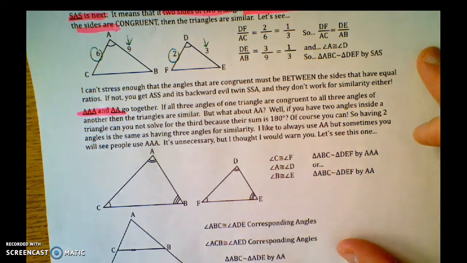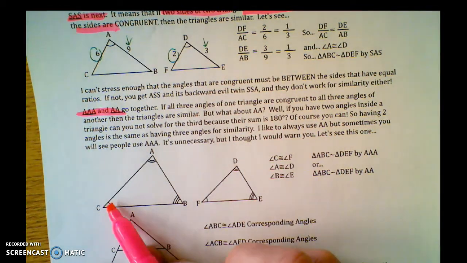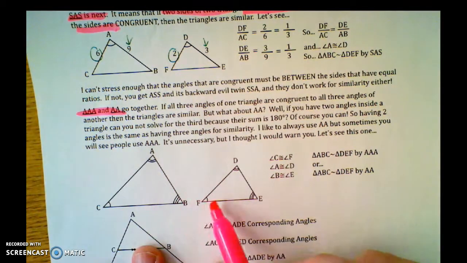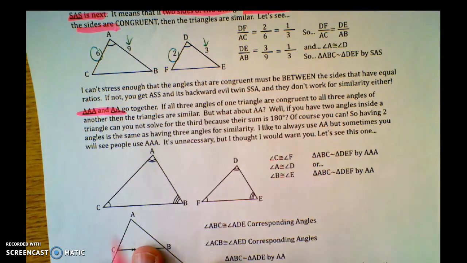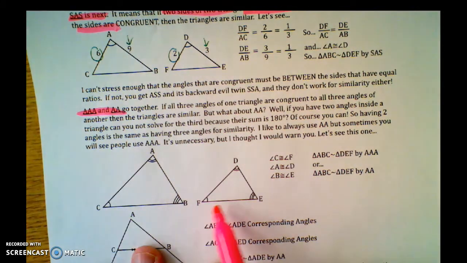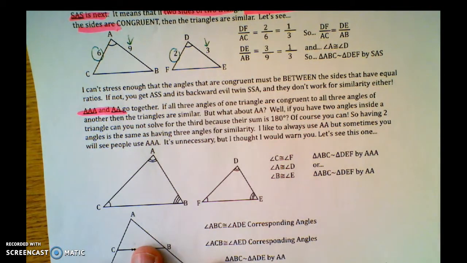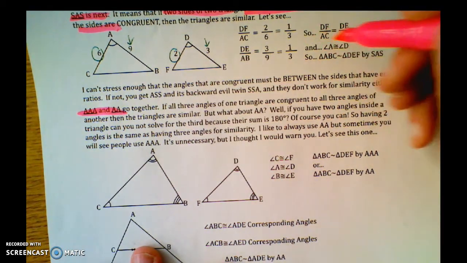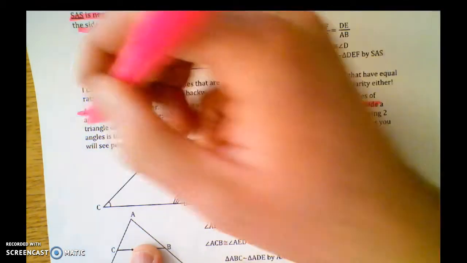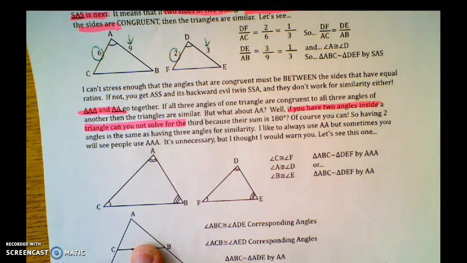So let's see this one. If you can show that two triangles have the same angle measurements for two of their angles, then by definition those triangles are similar. So again, looking for the markings. C goes with F, B goes with E, and A goes with D. You only need two angles to prove that triangles are similar.